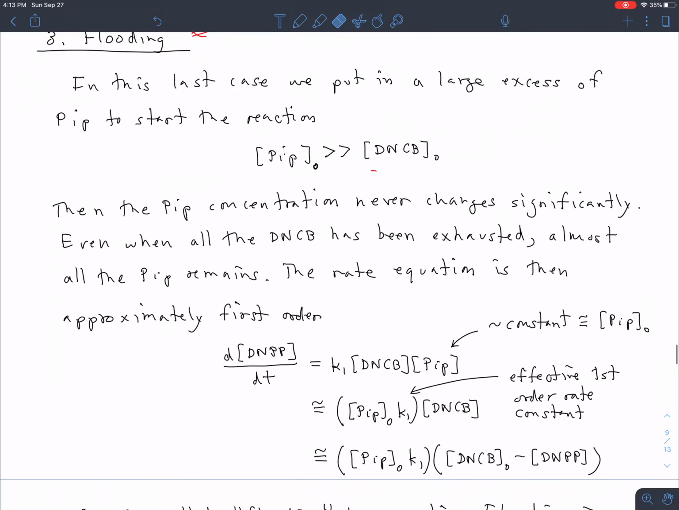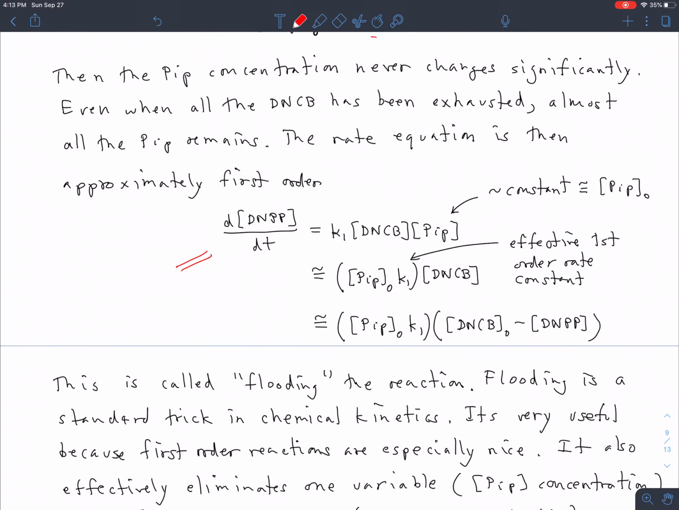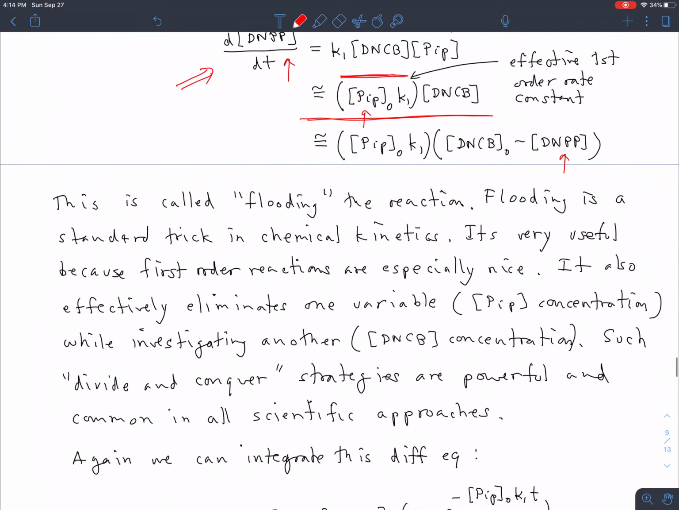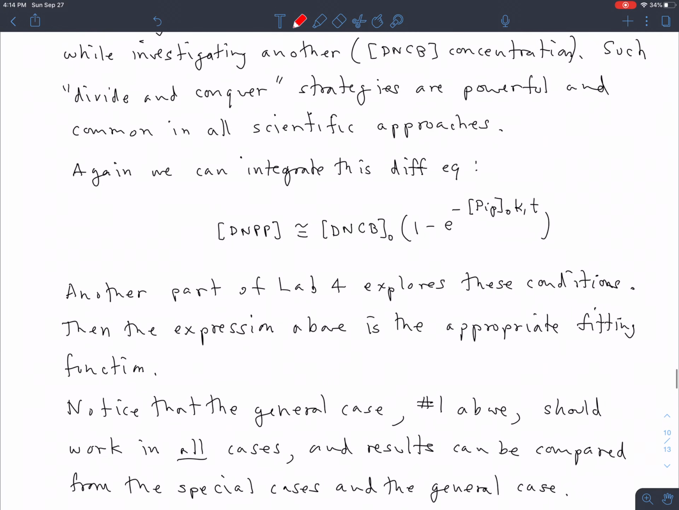then our rate equation for the formation of DNPP reduces down to a first-order equation, right? This expression is approximately a constant because the piperidine concentration is approximately a constant. And that means that the DNPP concentration just depends to first power on the DNPP concentration itself. So we have a first-order reaction. We can solve that first-order differential equation fairly easily. And again, we get a much simpler expression than we would if we did the general case.